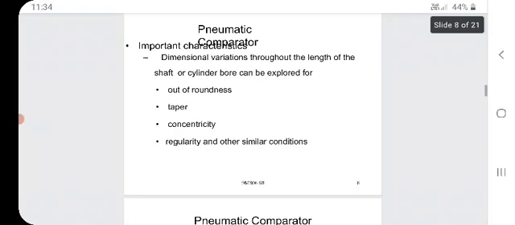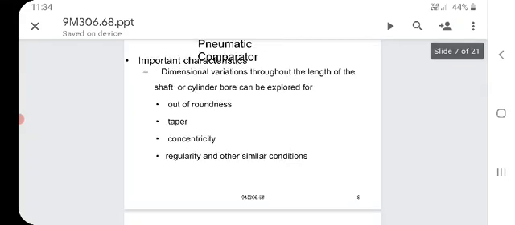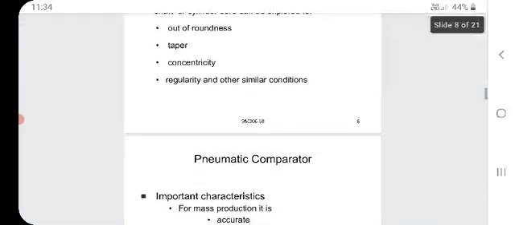Dimensional variations throughout the length of the shaft or the cylinder bore can be explored for out of roundness, taper, concentricity, regularity and other similar conditions.